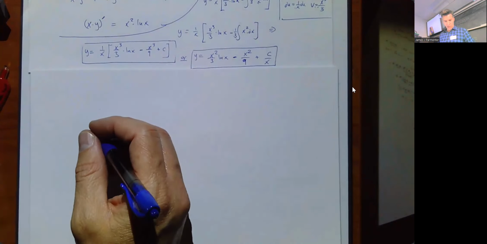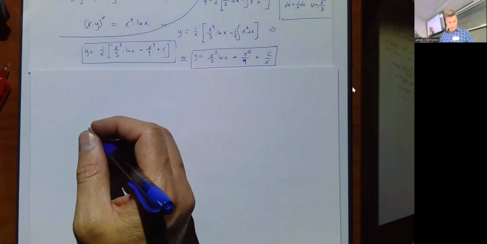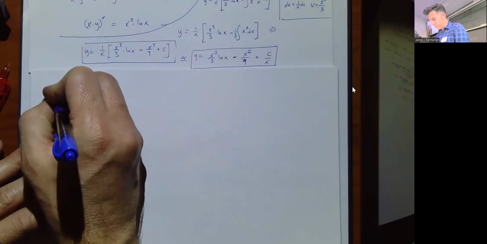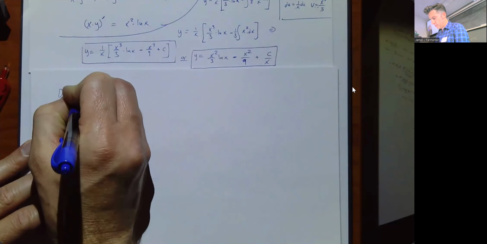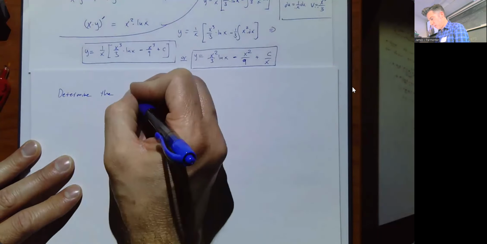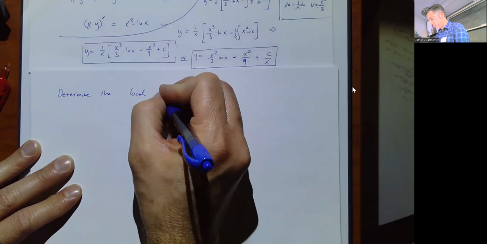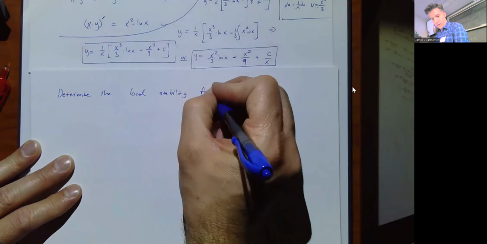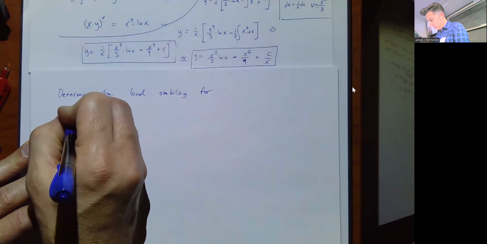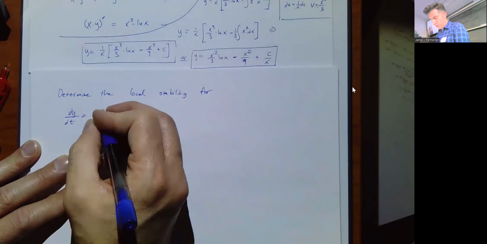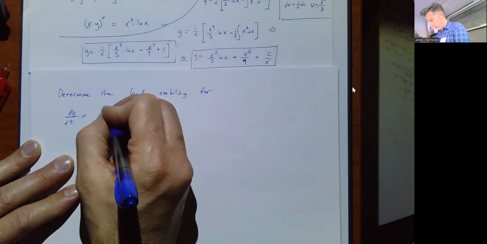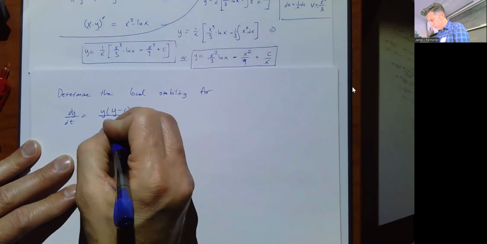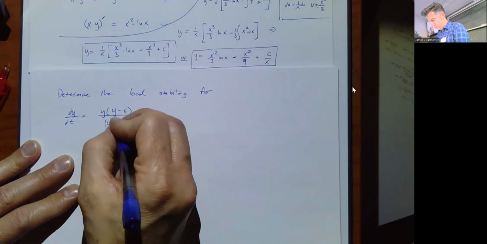Okay, let's look at the following. I had a good question I wrote down over here. Yeah, let's try this one. Determine the local stability for dy/dt equal to y times (y minus 6) over (y plus 1) squared.